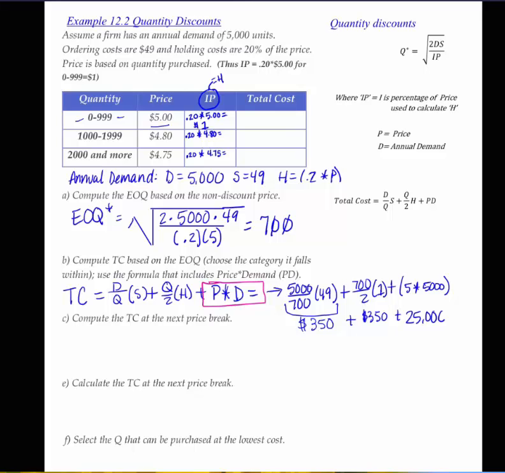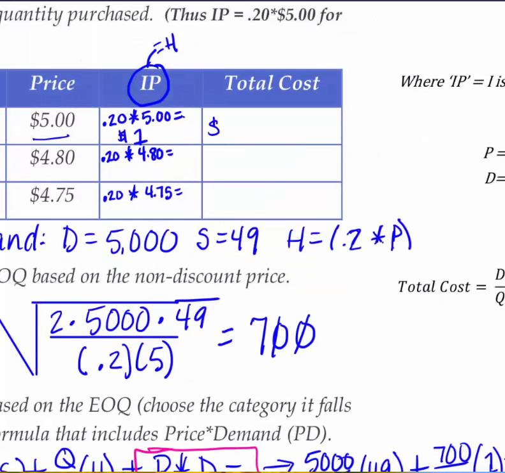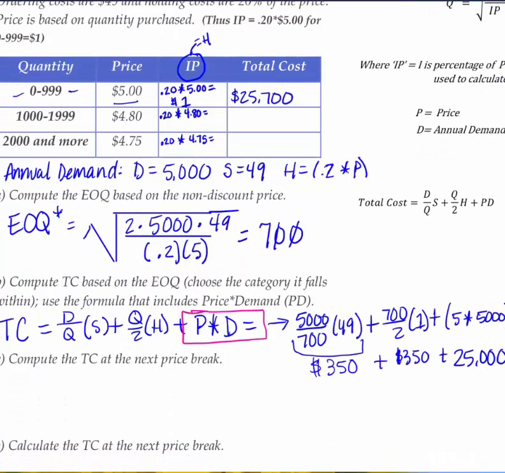And then we have the EOQ divided by 2 times the holding cost right here. And then we've got 5, which is the price, times the annual demand. And so you can see that this will add up to 25,700. So we're going to put that right up here in the total cost, 25,700.